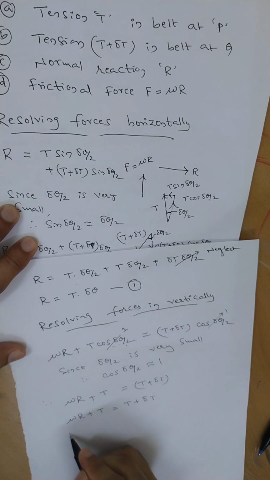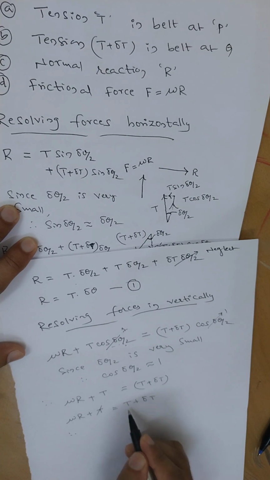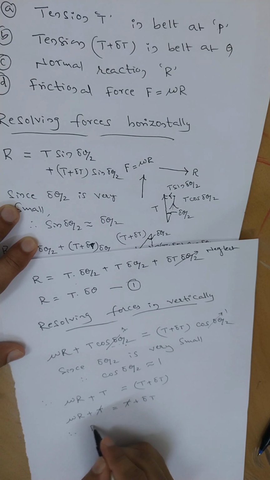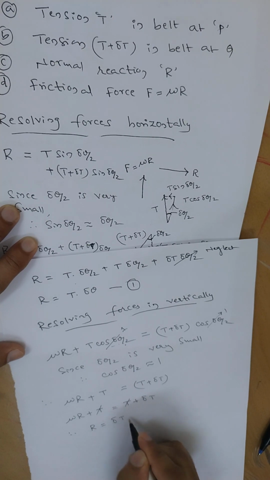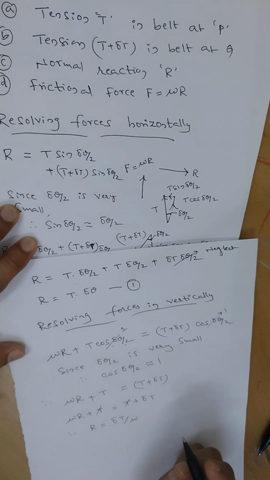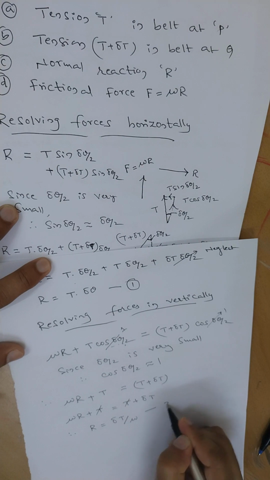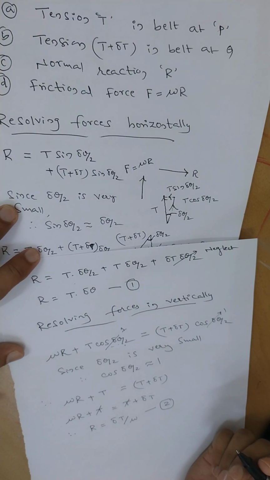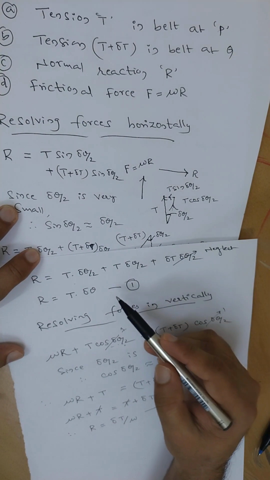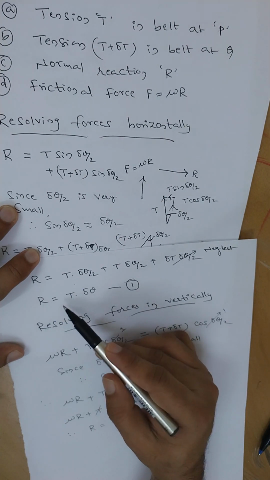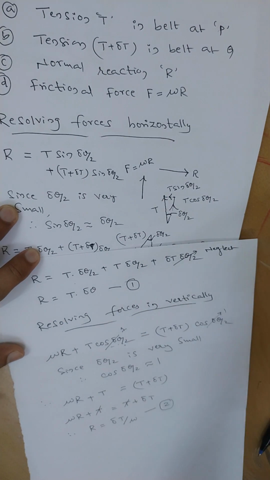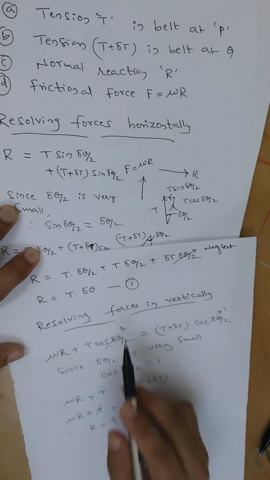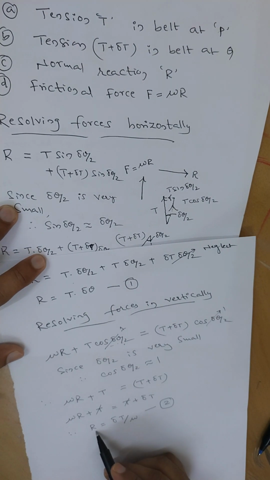What we'll get here? Therefore this cancels here. R equal to dT by mu, right? So call this equation number 2. Now from equation 1, horizontally we resolved, we get R equal to T into d theta. From equation 2, if we resolve vertical forces, we will get R equal to dT by mu.